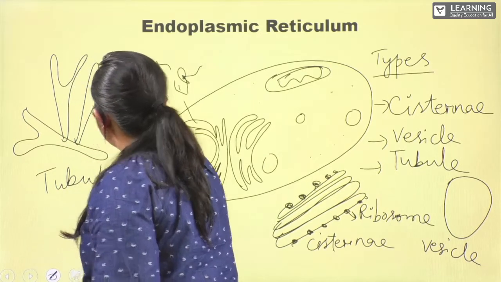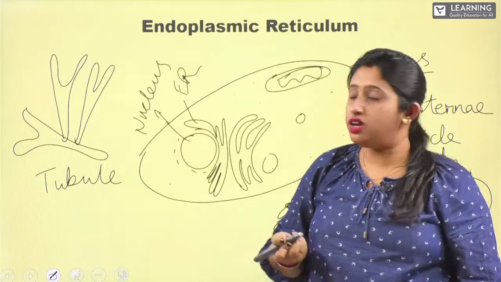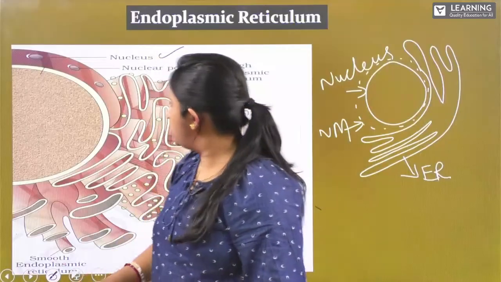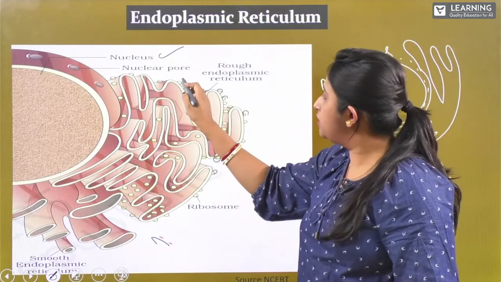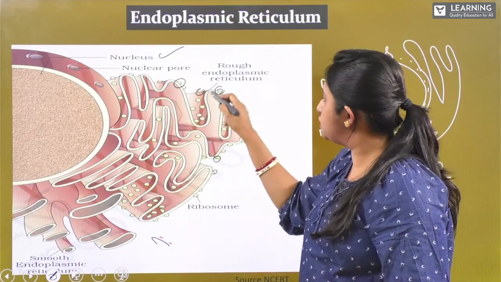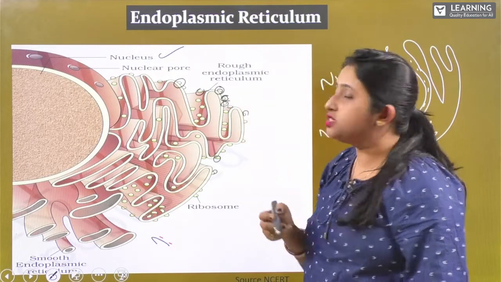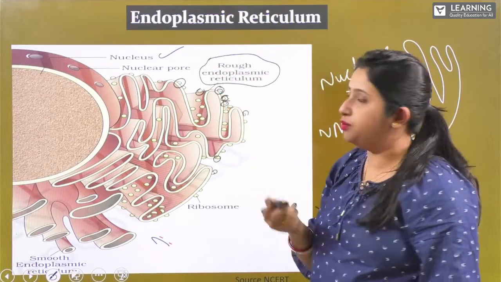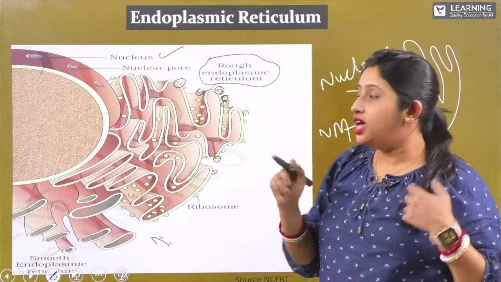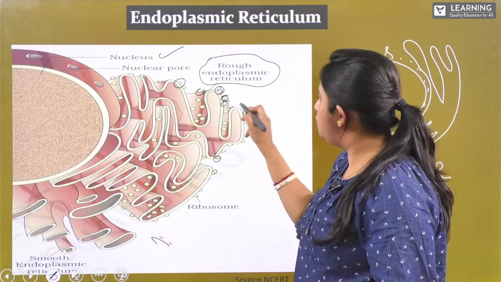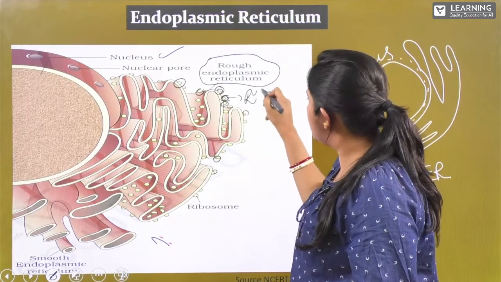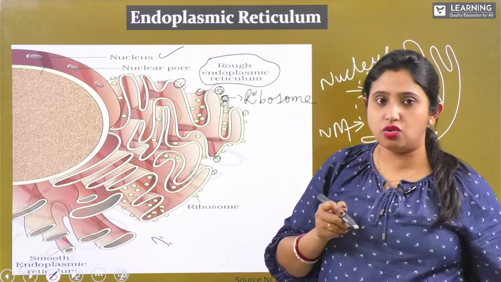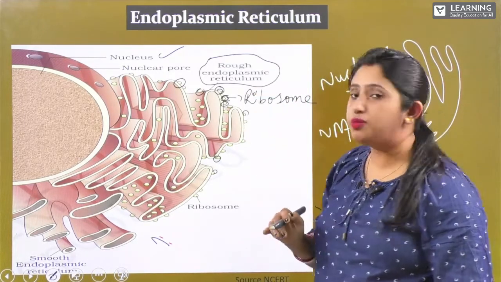So these are the three types of endoplasmic reticulum, right? In the endoplasmic reticulum, as you have seen, ribosomes will be attached. Where the ribosome is attached, that is known as what? That is known as rough endoplasmic reticulum. These are the ribosomes. So here the ribosomes are attached, and that is known as rough endoplasmic reticulum.